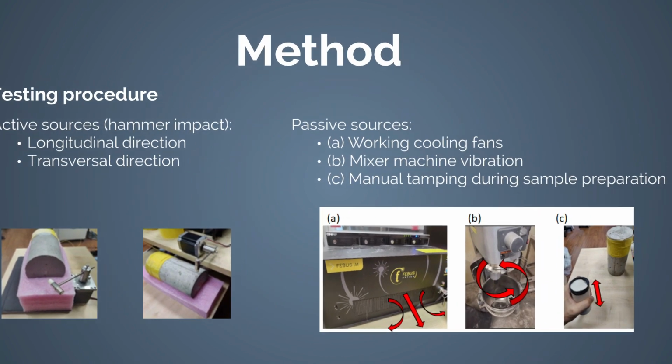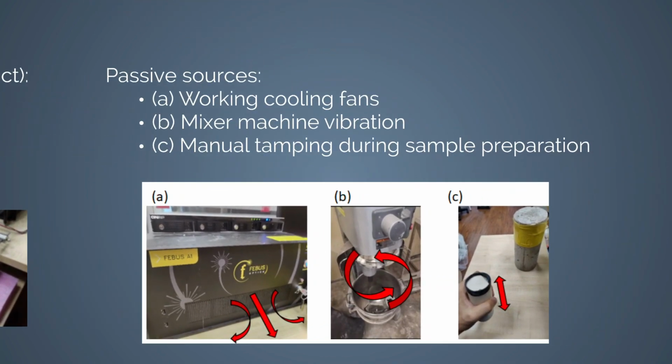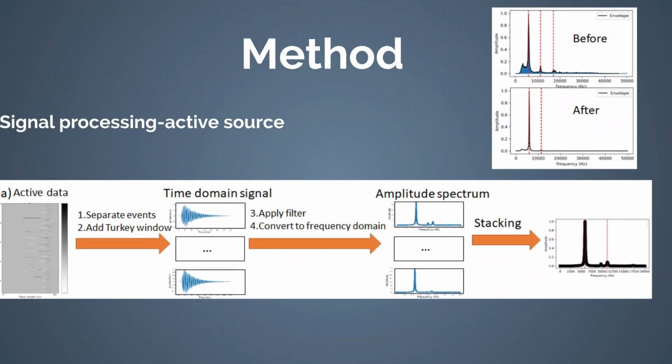To generate the pseudo-passive source, we use the ambient noise in the lab, including the cooling fans in a DAS interrogator, overhead mixer vibration and manual tapping during the sample preparation.